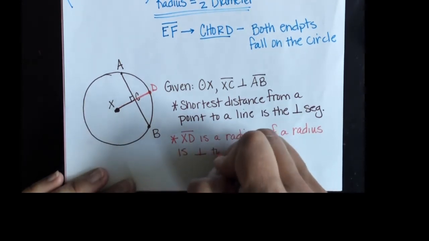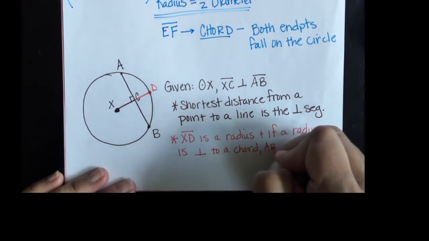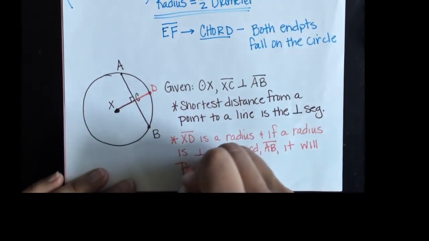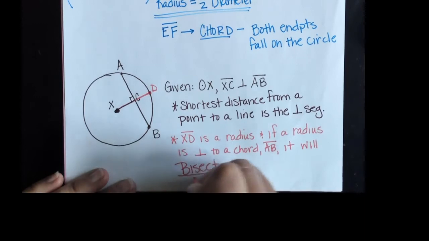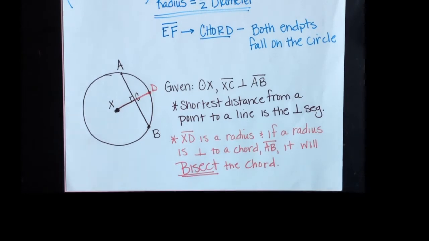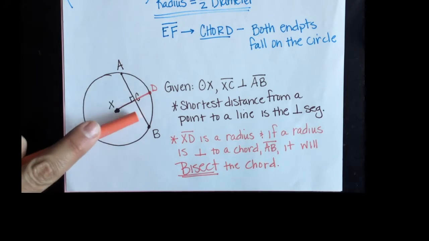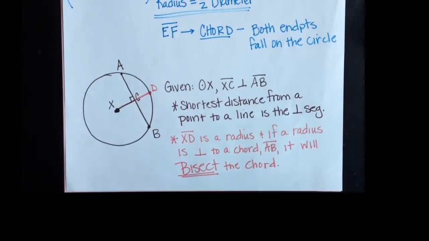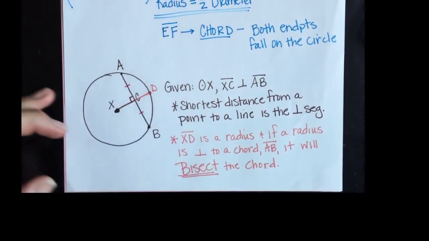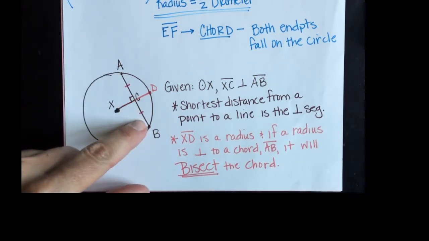is perpendicular to a chord, which our chord is AB, it will bisect the chord. So we made it go through, but even if it didn't, it's going to automatically bisect that chord. So right away, because of this perpendicular, it not only is perpendicular, it's a perpendicular bisector. So it will automatically bisect that chord.